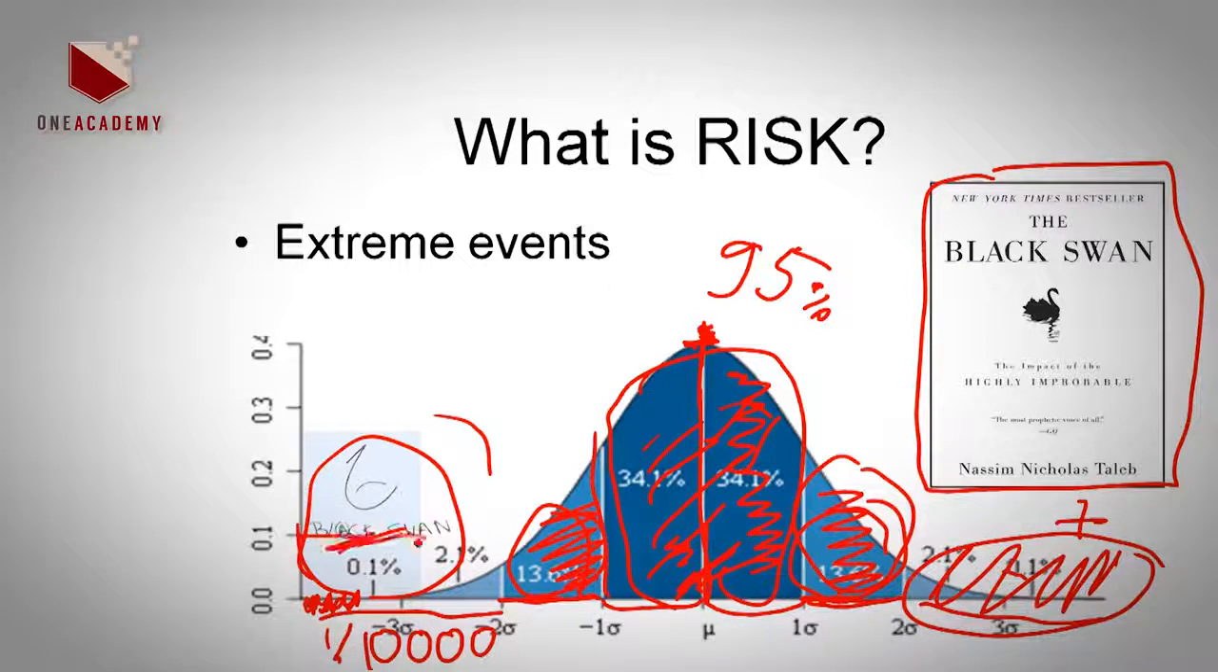Black swans are basically extreme events that are negative in their nature and are so rare that nobody has prepared for them. Why is it called black swan? It's an interesting story. By the way, I would propose that you read the book.